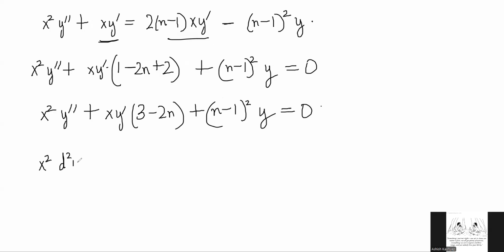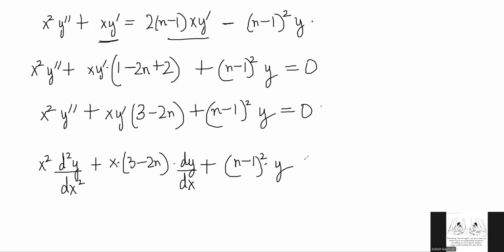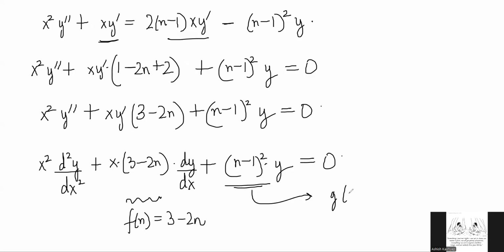We have x square d square y by dx square plus x 3 minus 2n into dy by dx plus n minus 1 whole square into y is equal to 0. So therefore, this function becomes my f of n, which is equal to 3 minus 2n. And this function becomes my g of n, which is equal to n minus 1 whole square.